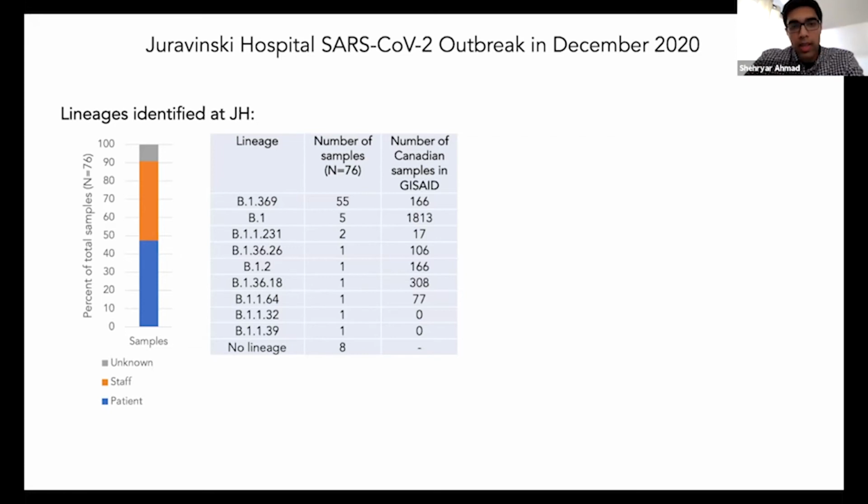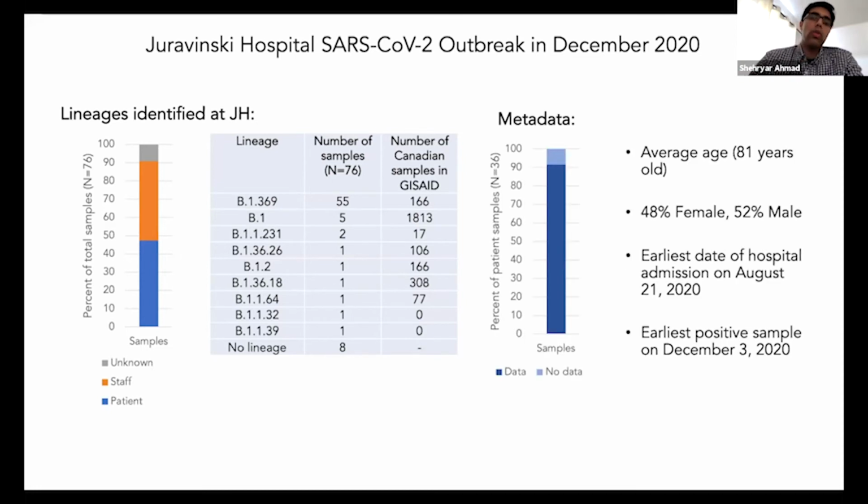And we also wanted to incorporate metadata about the patients. There was a total of 36 patient cases. The rest were staff, and we had metadata for 92%. The average age was 81 years, and there was about an even split between male and female cases. We also knew the time at which the patients tested positive.